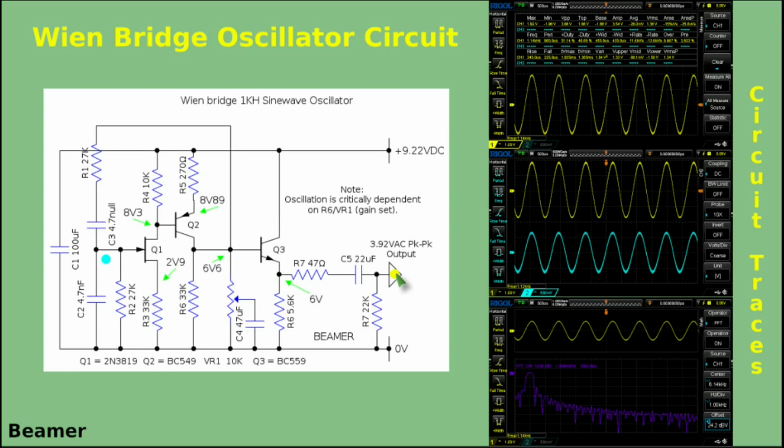Before we go on to the circuit traces, I'd just like to add a couple of things. One is, when I was referring to gain, I was referring to AC gain. The DC gain is continuous and stable. The AC gain is the one you vary with VR1.